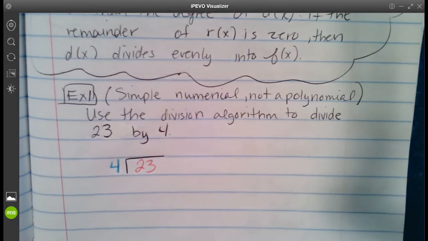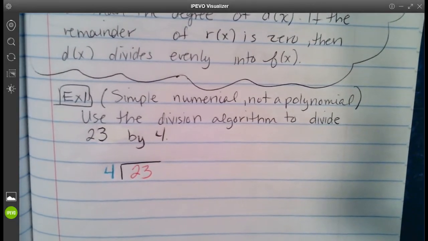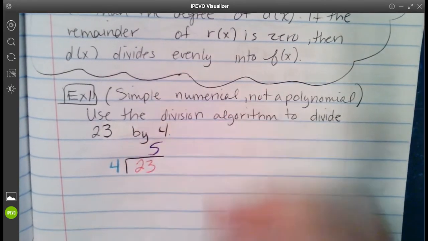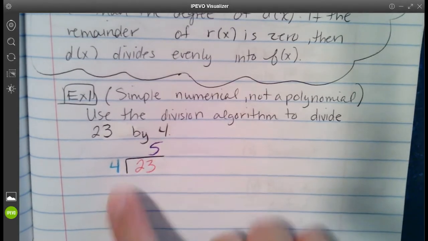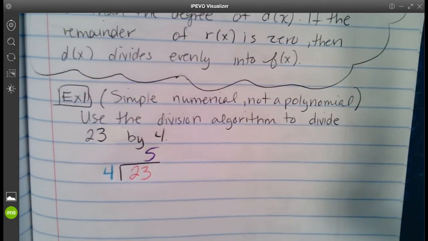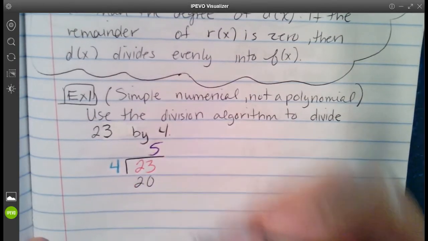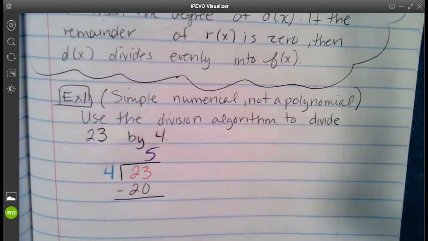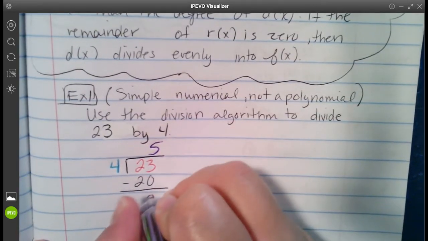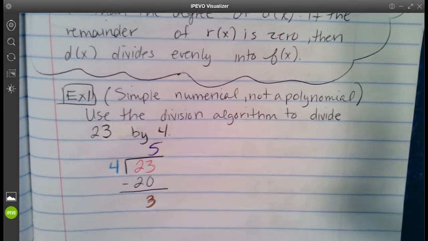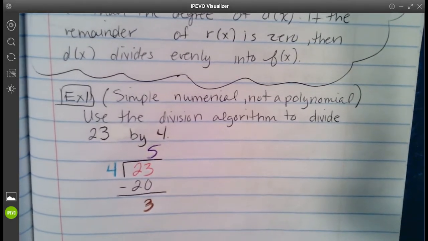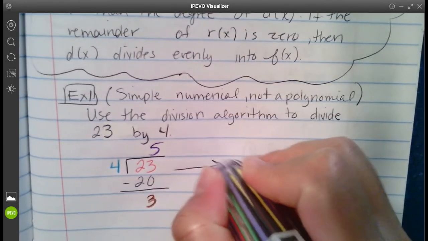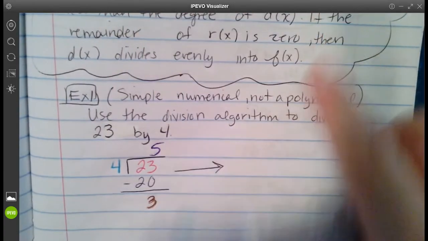When we divide 4 into 23, we know that 4 goes into 23 5 times at least. Then we multiply 5 times 4, which gives us 20. And then we subtract and we get a remainder of 3. So that's simple division from back in your elementary school days. You'll notice I color coded everything. We're going to write this the way I have it up here using the division algorithm.